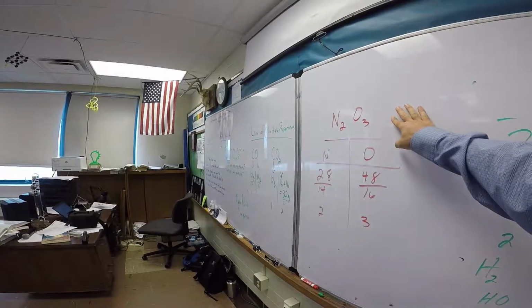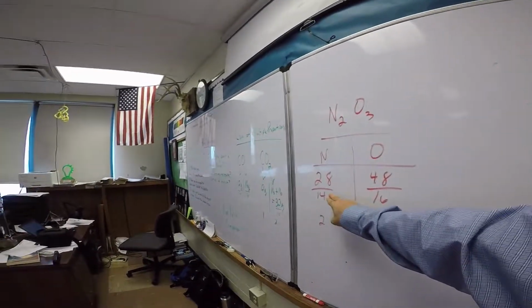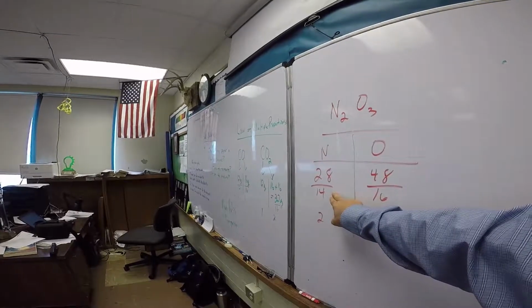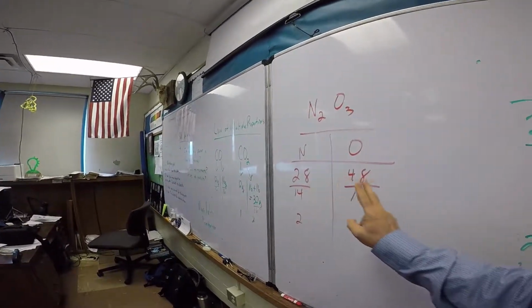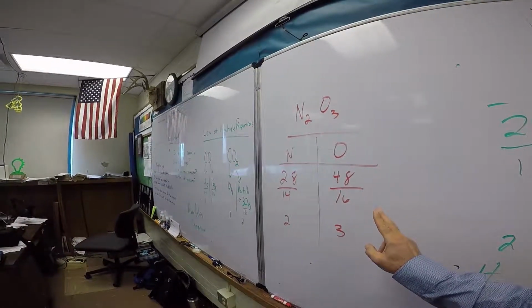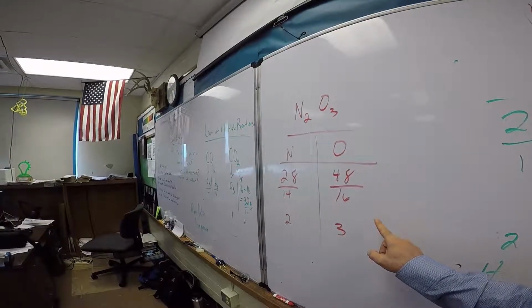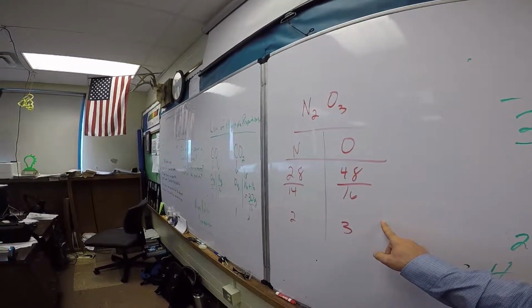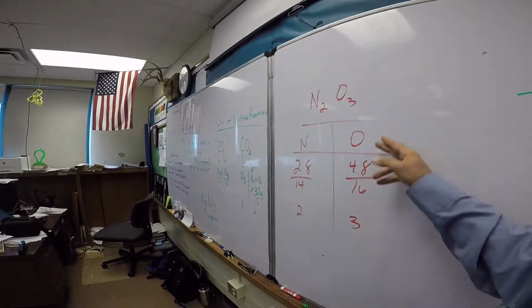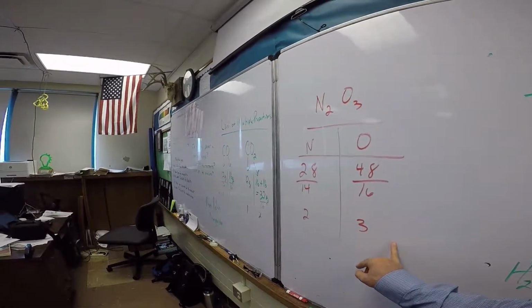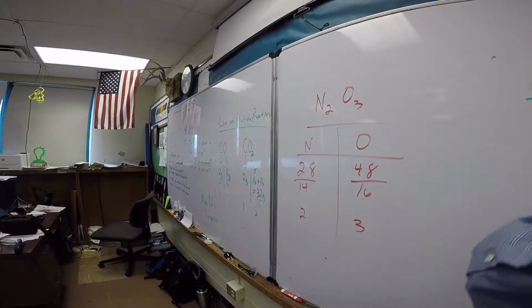Good question. You go to the periodic table, you find the mass of nitrogen, which is new, introduced. But Kristen, we should know the mass of oxygen, which is 16. We've talked about that since the beginning of the period. You divide the two, you get a 2 to 3 ratio. This is the pattern that is consistent.